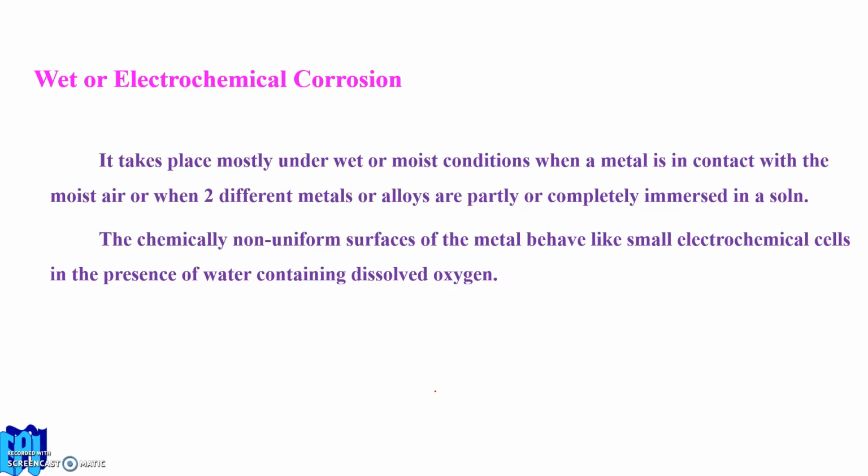To explain corrosion in a wet medium or moist media in detail, we have two theories or two mechanisms. One is the hydrogen evolution mechanism or hydrogen evolution corrosion, and the second one is oxygen absorption corrosion. There are two types: one is evolution of hydrogen corrosion, the second is absorption of oxygen corrosion. In this video, I am going to explain evolution of hydrogen corrosion.